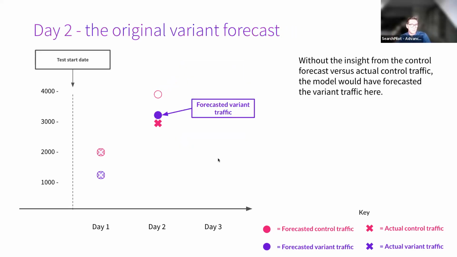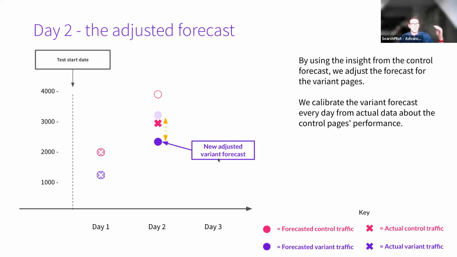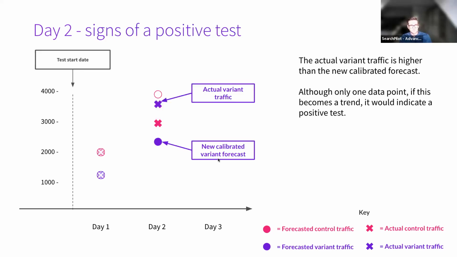the original forecast for variant pages, we're going to use that information that we get from the control bucket to re-forecast and say, well, actually, we think the variant pages are going to come in a little bit lower, and then we compare that to the actual traffic. Now, in this instance, actual traffic has been higher than the forecast, and although this is just one data point, if this was to happen every single day, this would imply that this is a positive change because the variant pages are performing above their forecast and the control pages are performing at least at their forecast or even below.